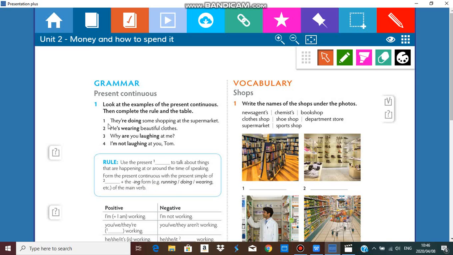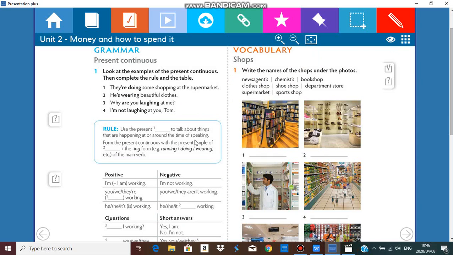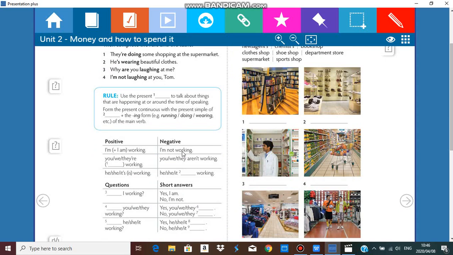So if you take a look here, it says they're doing some shopping at the supermarket. This is at the moment. They are doing it now. He's wearing beautiful clothes. Why are you laughing at me? I'm not laughing at you, Tom. It's happening now. If you look at these sentences here, these are happening now. So present continuous means happening now.